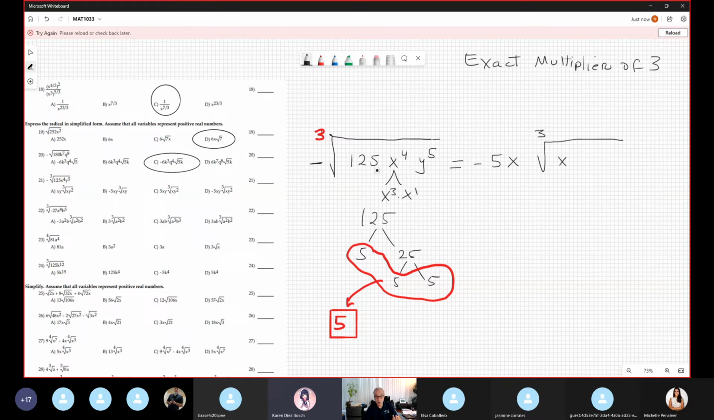Because you have 4. Suppose you don't see clearly, no problem. 1, 2, 3, and 4x. It's equivalent to x to the 4th power. But I can take 3 by 3. This represents 1x outside, and this is the x that stays inside. Cool?